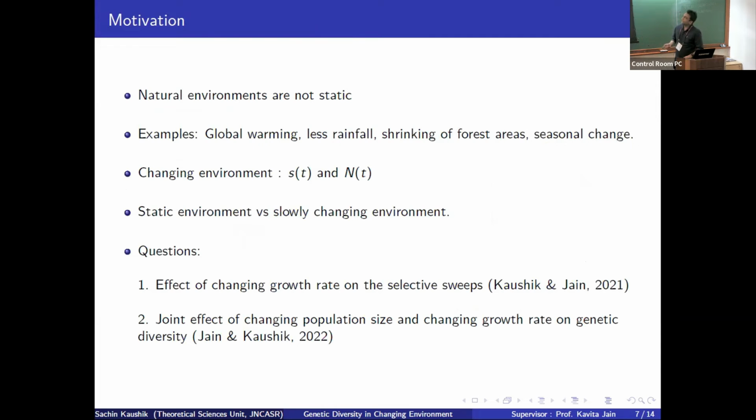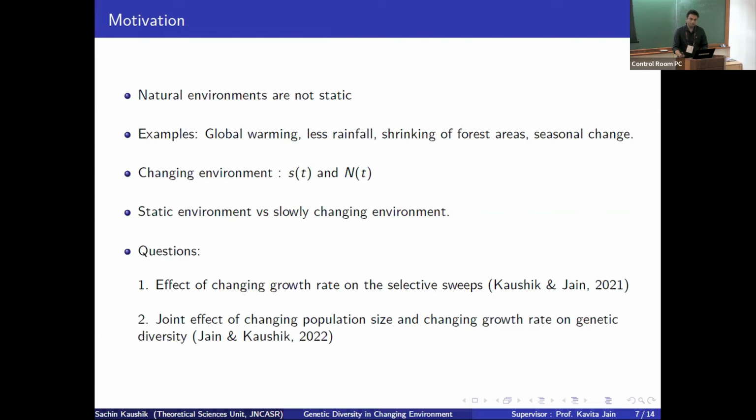So here I will be focusing, so far the story was for the static environment, but usually the environment changes. Examples are global warming, less rainfall, shrinking of the forest, or the seasonal variation in the case of plants. And by the changing environment, what I mean here is that the growth rate is changing with time and the population size is also changing with time.